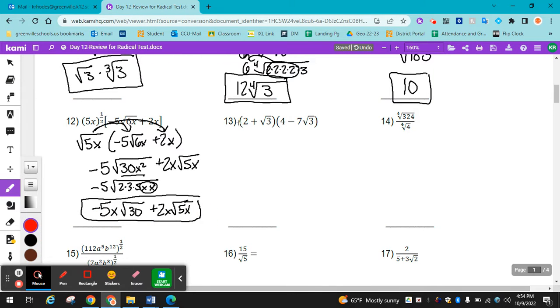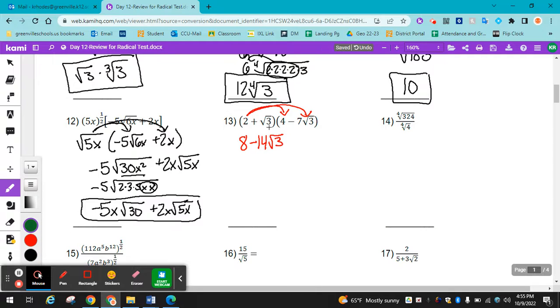Foiling this, because a binomial, 2 terms, times a binomial, 2 terms. That's different from here because this is 1 term times 2 terms. So the 2 is going to get multiplied to both of the other ones. So 2 times 4 is 8. 2 times negative 7 square root of 3. The 2's on the outside, the 7's on the outside, so that'll be negative 14 square root of 3.